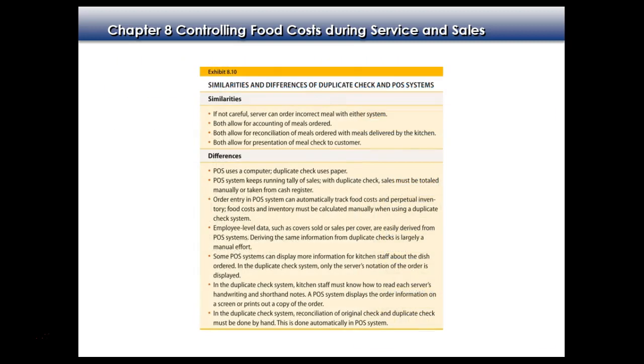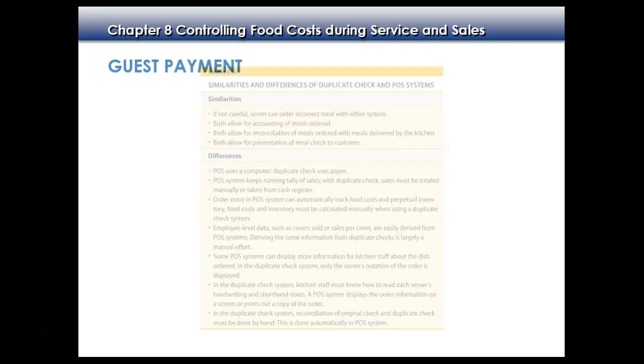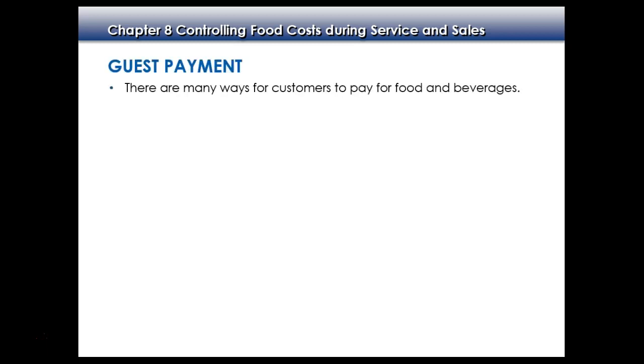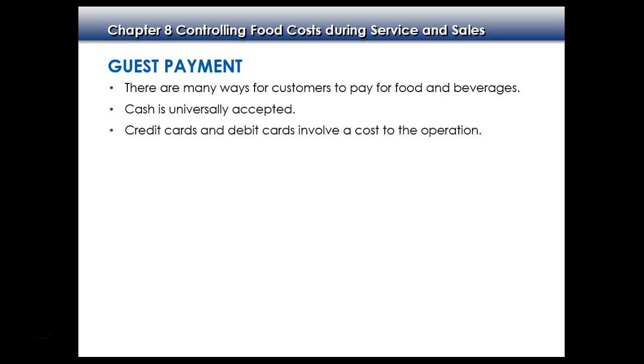So here's just some similarities. They have the same exact one in your book between a duplicate check and a POS system. Guest payment. There are more ways for a customer to pay for food and beverages. Cash is universally accepted. Credit cards and debit cards involve a cost to the operation.